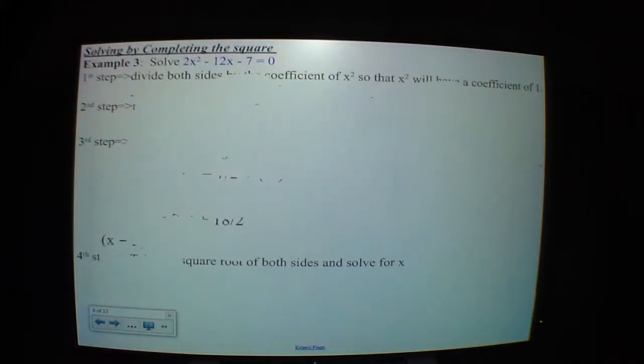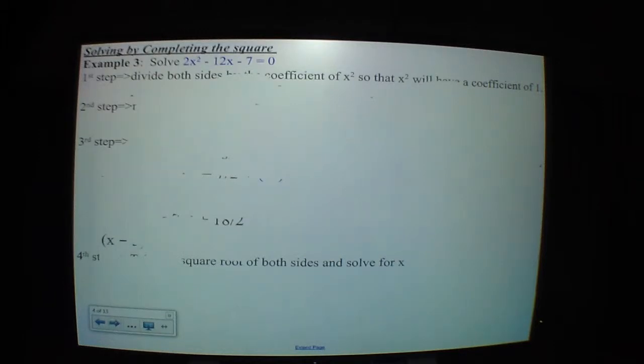Solving by completing the square. I want to solve 2x squared minus 12x minus 7 is equal to 0. And we've done this before a few times. When we worked with circles at the beginning of the year, we completed the square. Just last section, we did completing the square.